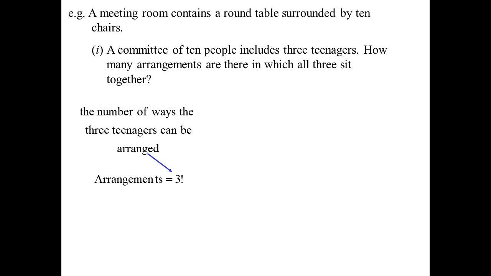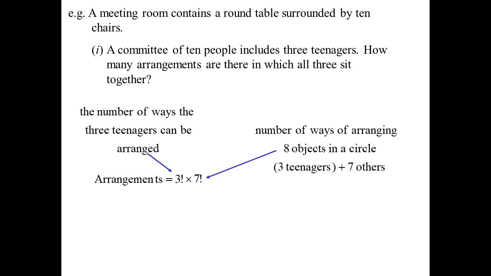They're not in the circle yet, so it's like a line. 3 factorial. But now it's times 7 factorial. Why? Because we've got 8 objects now. 8 objects. The group we just formed of the 3 teenagers, plus another 7 people. So there's 8 objects. But now we're going to put these objects in a circle rather than a line. So instead of 8 factorial, it's 7 factorial, 1 less. So we get 30,240.